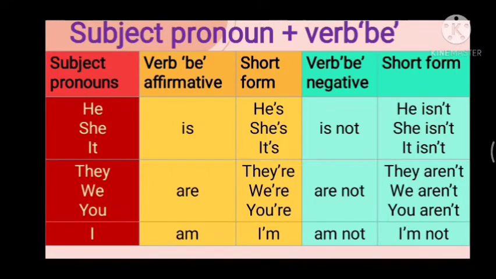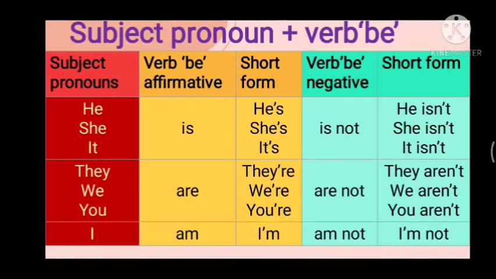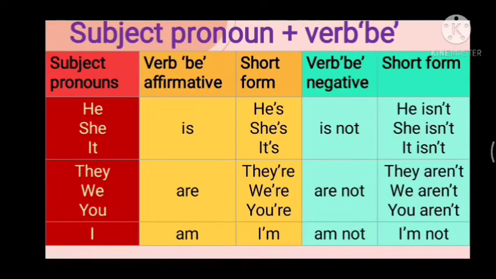If the pronoun is I, the verb be affirmative will be am. So I am. In the short form, it will be I'm. On the other hand, where the verb be is in the negative form, I am not. And in the short form, it will be I'm not.